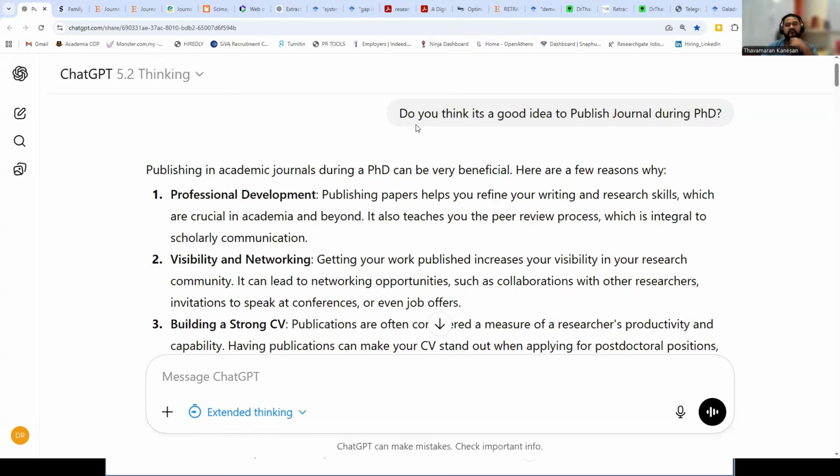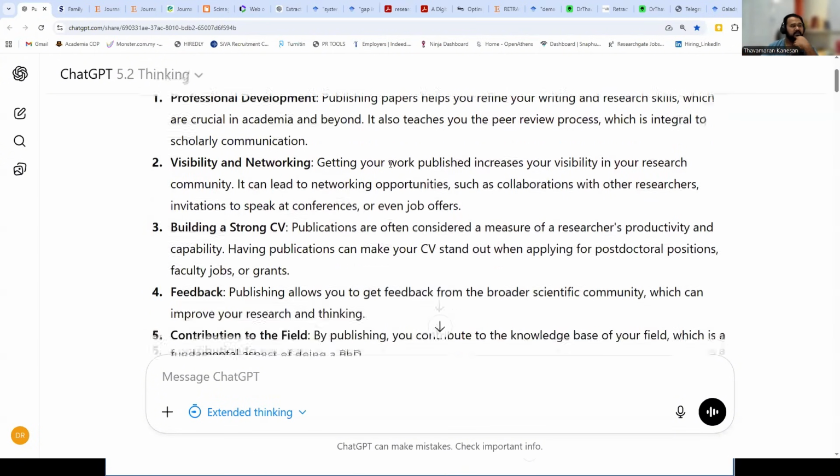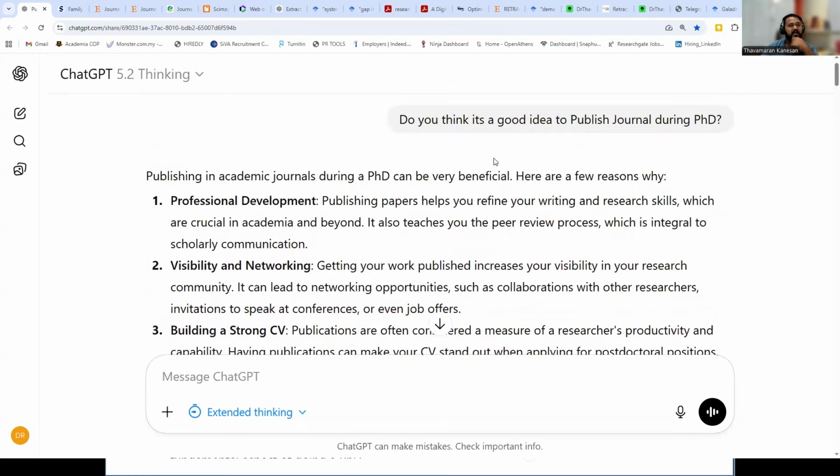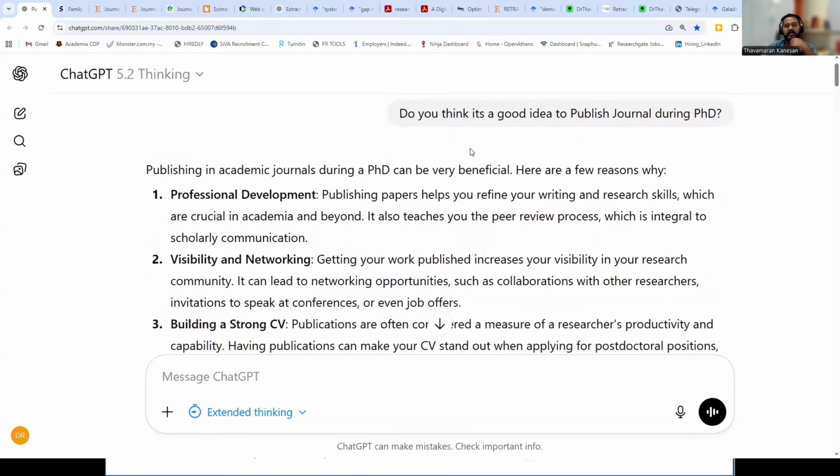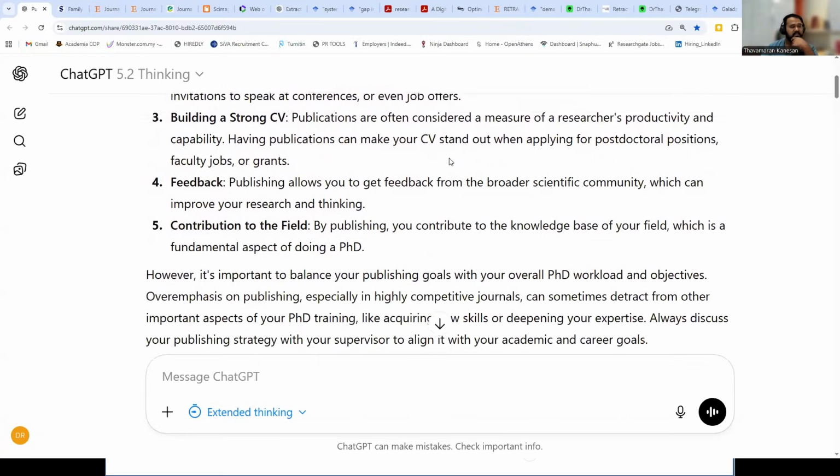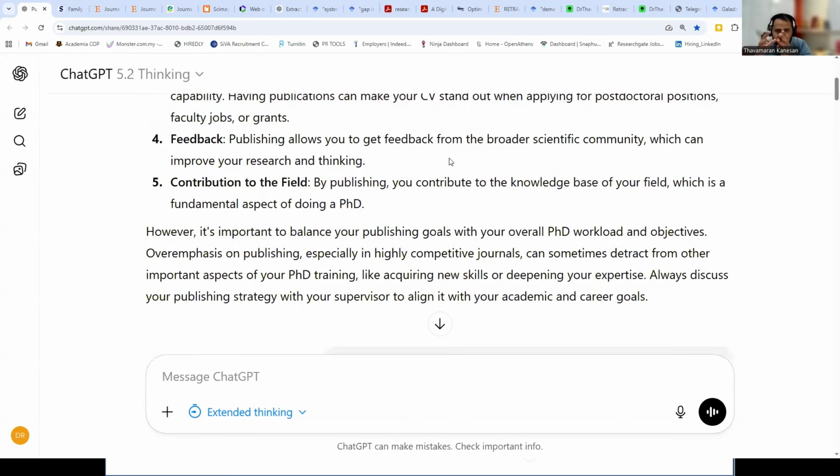First thing we do, funnel prompting. Okay. Do you think it's a good idea to publish journal during PhD? So then all this comes up. Why do I do this? I do this because I'm following funnel prompting. I go from broad, I narrow down. So the AI gives me all these reasons. I get the focus lah. I zoom down for the AI, what exactly I'm looking at.